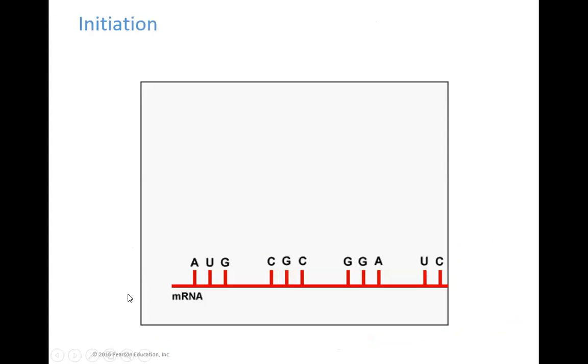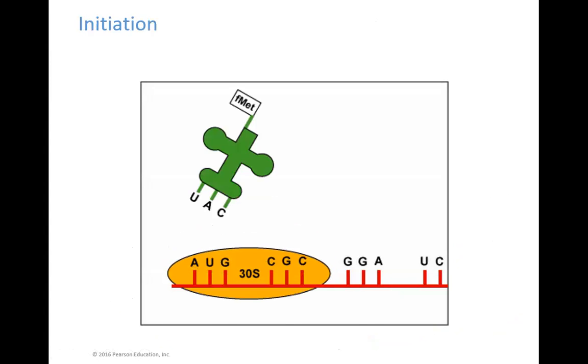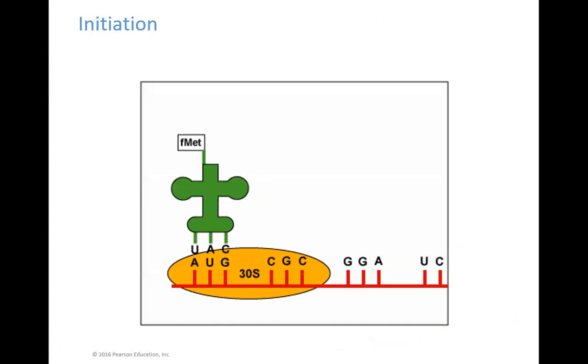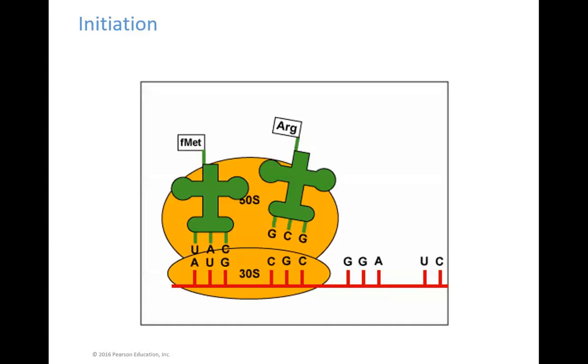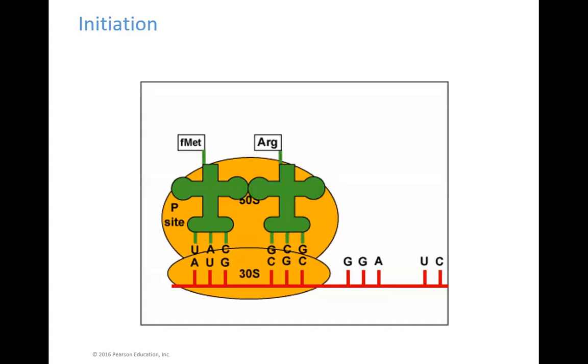Okay, so here we can start out. Here's initiation. There's the start codon right there. Here comes the small subunit. Here comes the transfer RNA with the initiation complex has formed, dragging methionine with it. There's our large subunit. Here comes our second one, arginine in this case. The anticodon is GCG. The codon is CGC in this example.